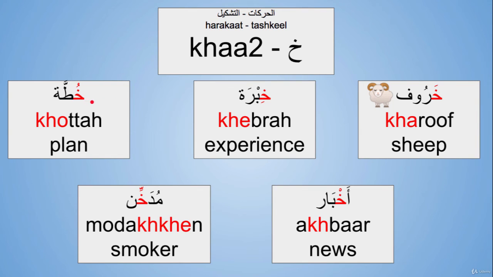And you can also apply dhamma to it, so it'd be like khu, like khutta, which means a plan in Arabic. And then we can have also sukoon with kha in a word like akhbar, or the news. Then we can also have shadda with kha, and in this case we find it with kasra, so in a word like mudakhin, which means smoker, someone who smokes cigarettes.